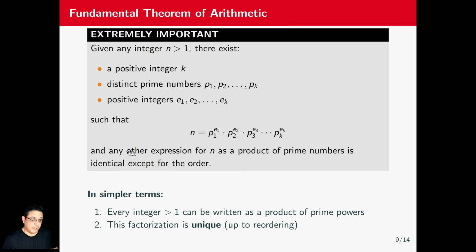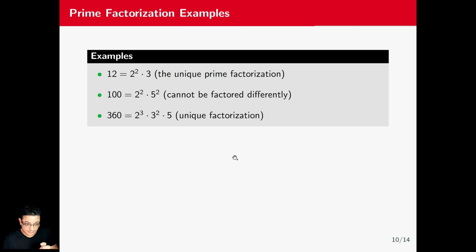In simple terms, what I'm saying is that every integer bigger than 1 can be written as a product of prime powers. This factorization is going to be unique, and that's very important. Up to reordering, of course. If you flip the order of 2 and 3, or 3 and 5, and so on and so forth, the factorization is unique.